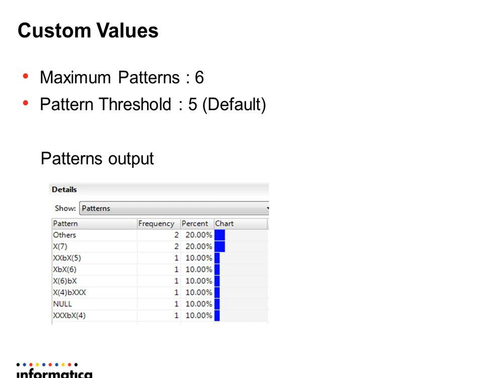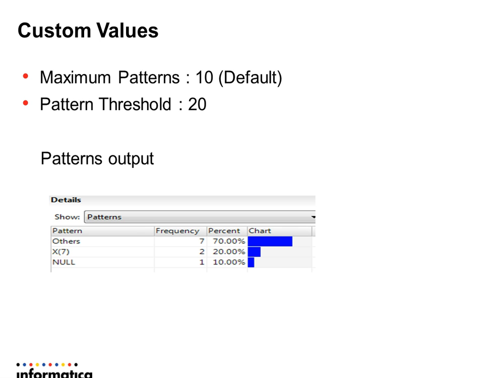By keeping the pattern threshold at default and changing the maximum patterns to display to 6, the output of the patterns looks like this, where there are 6 patterns sorted in descending order of highest percentages, and along with that the patterns that are not claimed are thrown under the others. So out of the 10 data values, 6 patterns are identified and the other one is null, so the remaining 2 patterns are considered under the others category here.